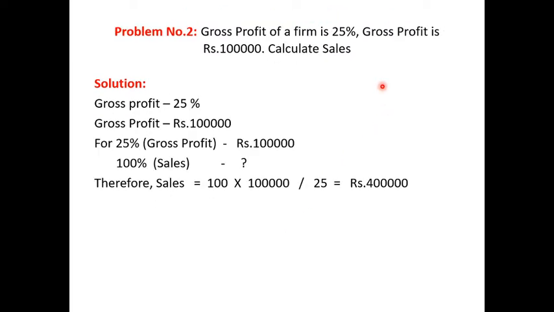Second problem. Gross profit of a firm is 25%. Gross profit is 1 lakh. Calculate sales. Here gross profit 25% is given. Gross profit amount is also given. So for 25% gross profit 1 lakh means for 100% sales how much? If we cross multiply, we are getting sales rupees 4 lakh.